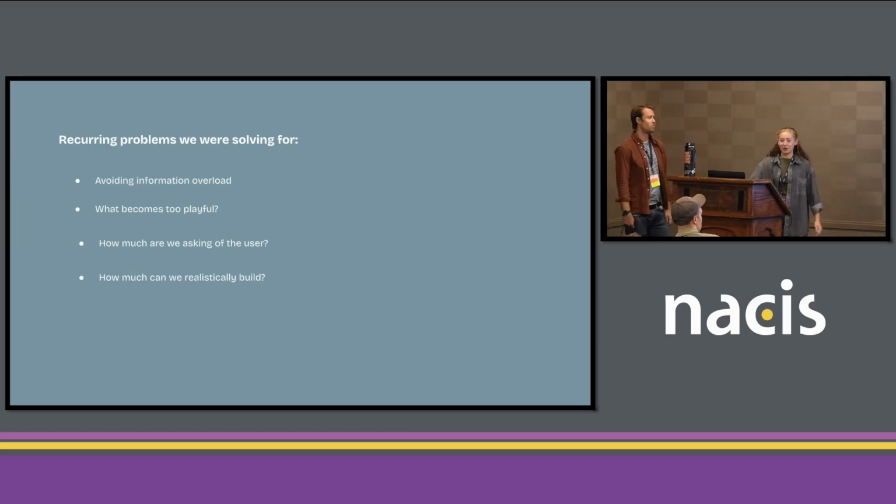So we also had some recurring problems we were trying to solve for, which was avoiding information overload. There's a lot to get through. We want you to actually get to the end of this thing and not bail out. We didn't want it to be so playful that you didn't take it seriously or that it felt like it wasn't worth learning this new information. We knew we were asking a lot of the user to go through all of this. And we needed to know how much we could realistically build.